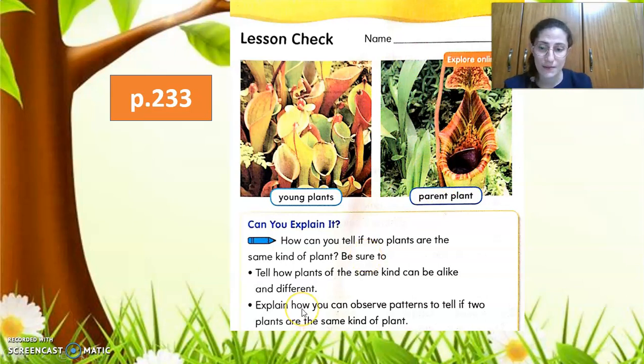Now when they tell us, explain how you can observe patterns to tell if two plants are the same kind of plant. What do we do? In order to explain how we can observe the patterns to tell if two plants are the same kind of plant, we check if they have the same shape. Remember, pattern is something that is repeated. So if they have the same shape of the parts, but different sizes, this means that they are the same kind of plant. Okay, and one is a young plant, the other is a parent plant. Clear? Let's move on.